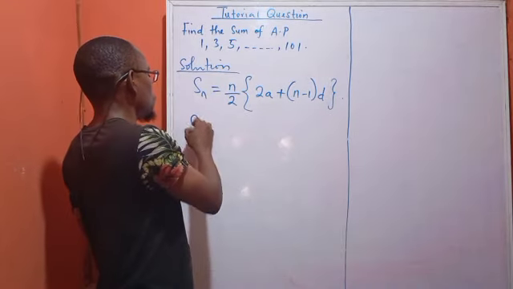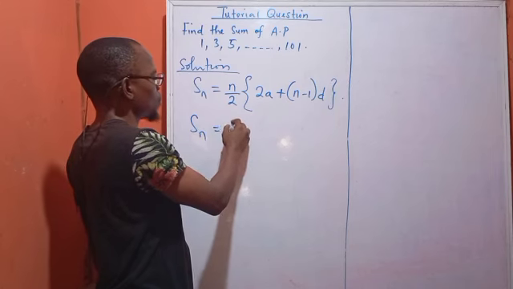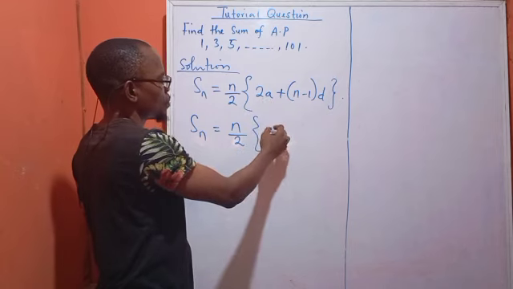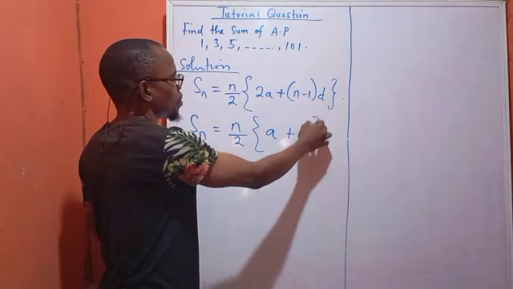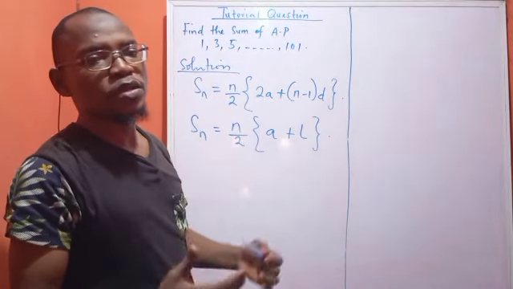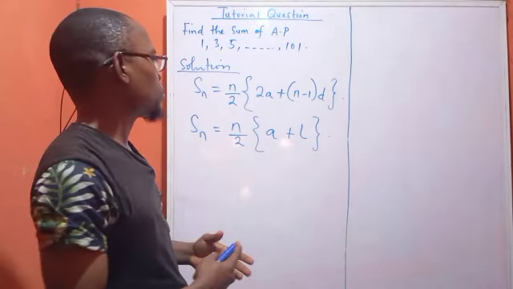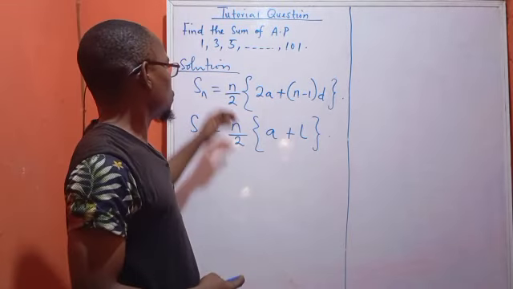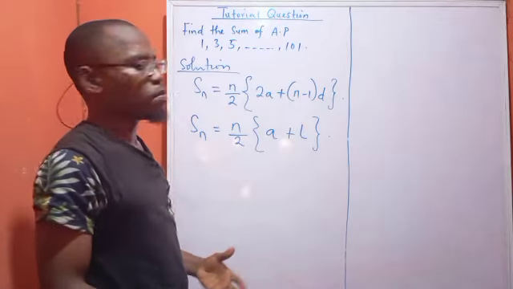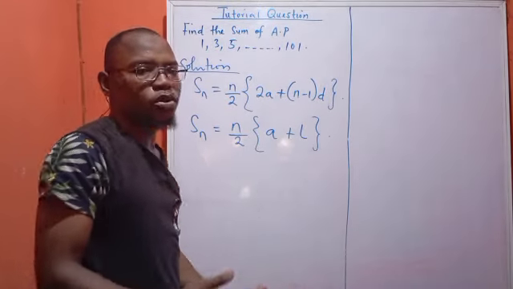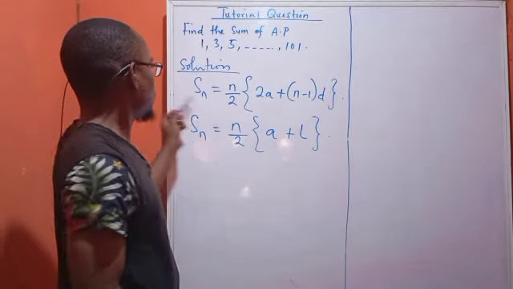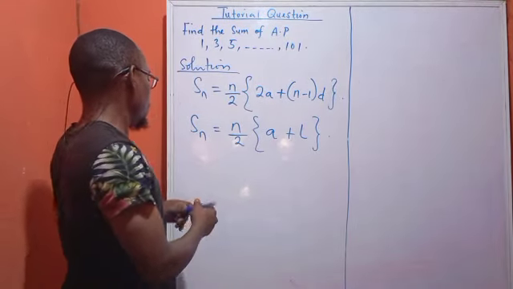The second formula is n over 2, then we have a plus l. So this is the second formula. Depending on how the question comes, sometimes we might not be given the last term, but we'll be given some other parameters. Okay, so let's now define what these terms mean.